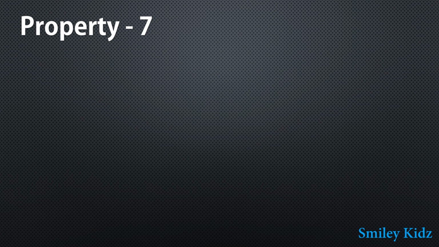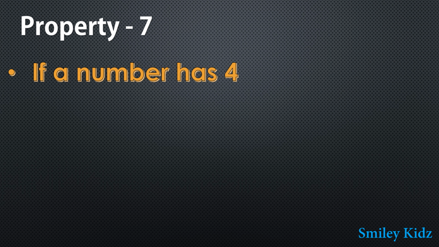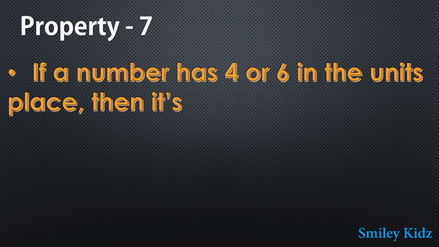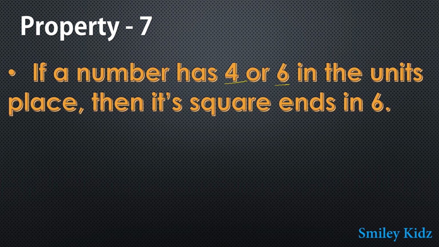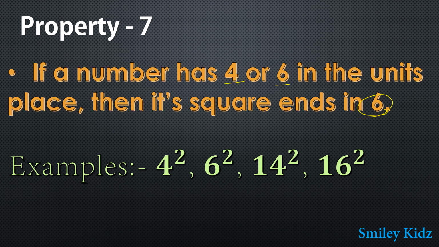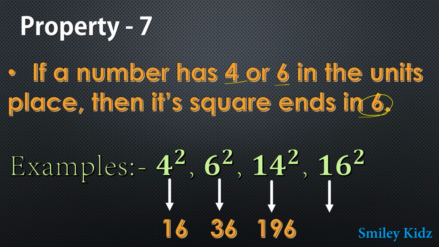Now let's move to property number 7. If a number has 4 or 6 in the units place, then its square ends in 6. Let's see a few examples. 4 square, 6 square, 14 square, 16 square. 4 square is 16, 6 square is 36, 14 square is 196 and 16 square is 256. Observe the units place, it's 6. Correct?